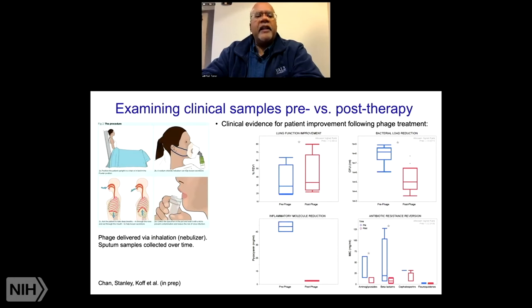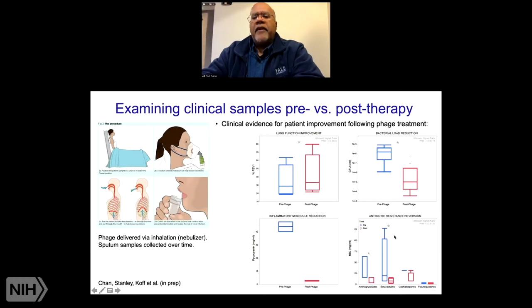These are unpublished data, but the way we deliver the phages is through nebulizer. So they inhale the phages over the course of multiple days, and we can take from these patients sputum samples that they cough up. And from that, we can examine many things. Not only are we looking at their lung function, and this data set shows you how it improves over time on average, but we're also looking at the bacterial load in their sputum for the target bacteria, and that drops, and that's certainly going in the direction that we want.